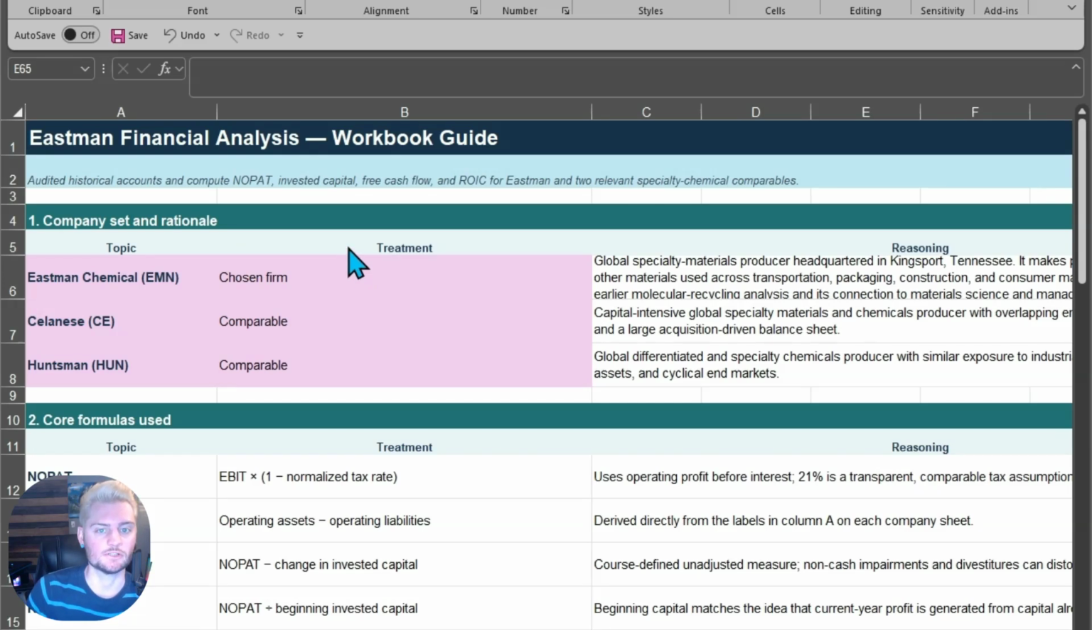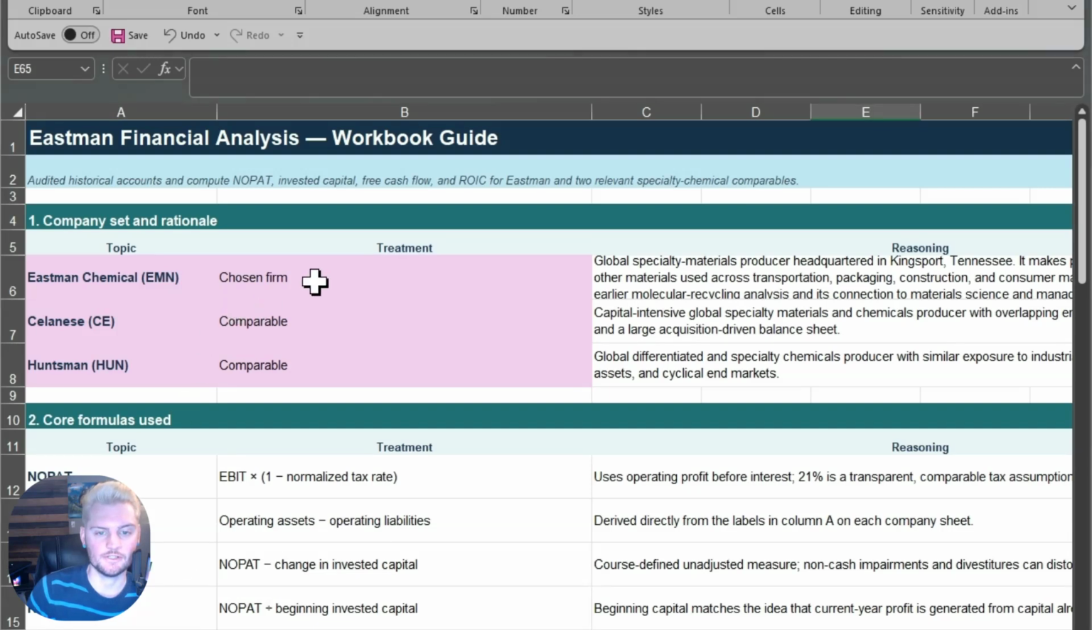So first, I'm going to introduce Eastman and explain the choices of the comparative companies. For this analysis, I chose Eastman Chemical Company. They're a global specialty materials company headquartered in Kingsport, Tennessee. Eastman makes advanced materials, additives, chemical intermediates, and fibers used in transportation, packaging, construction, and consumer products. The reason I chose Eastman is because my earlier project examined its molecular recycling investment. This company also gives me a clear question for analysis: are those investments beginning to create value even while the broader company faces cyclical pressure?